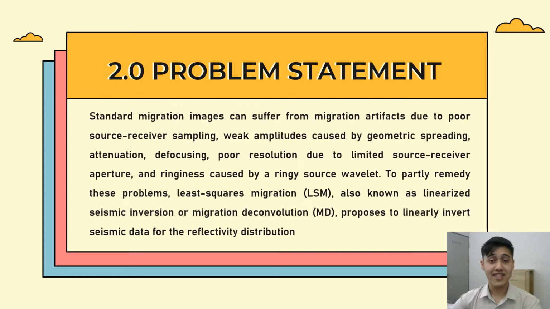Next is the problem statement. Standard migration images can suffer from migration artifacts due to poor source-receiver sampling, weak amplitude caused by geometric spreading, attenuation, defocusing, poor resolution due to limited source-receiver aperture, and ringiness caused by a ringy source wavelet. To partly remedy these problems, least square migration (LSM), also known as linearized seismic inversion or migration deconvolution (MD), proposes to linearly invert seismic data for the reflectivity distribution.